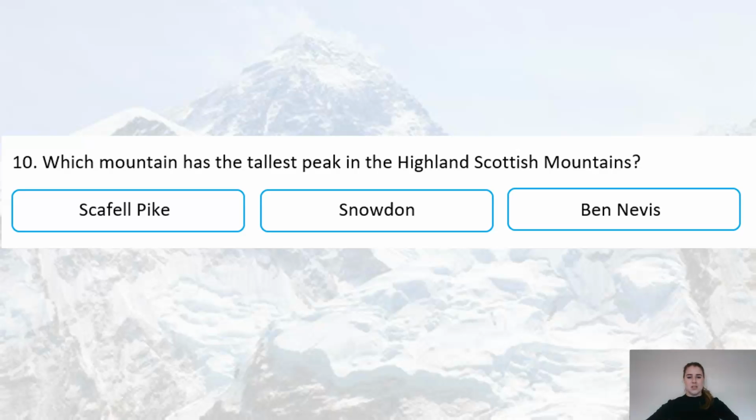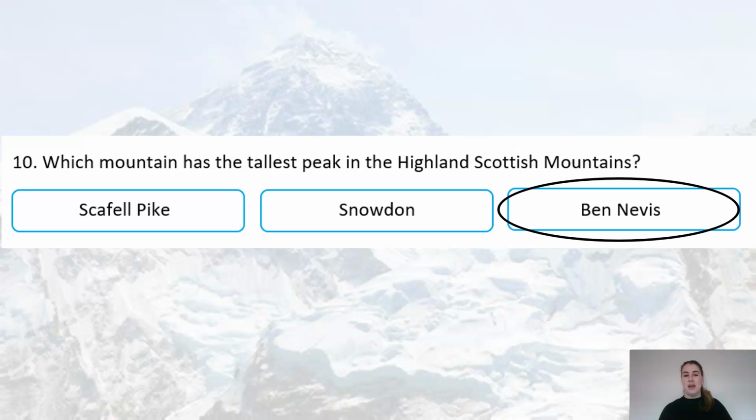Now, which mountain has the tallest peak in the Highland Scottish Mountains? We've been doing our 3-peak challenge, or rather some of us have been doing the 3-peak challenge. These are the 3 mountains within the Scottish Highlands. Which one of these is the highest or has the tallest peak? Pause the video, see if you can work it out.